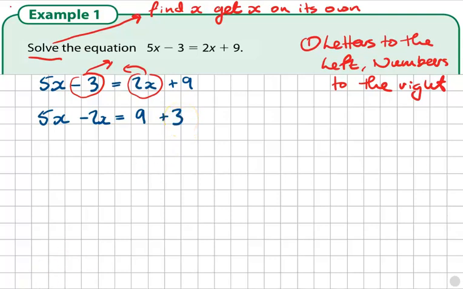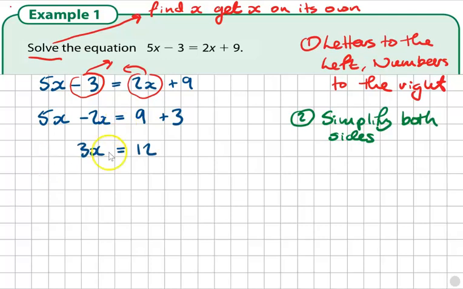So step 2, we simplify both sides. So 5x minus 2x gives us 3x, and 9 plus 3 is 12. So we want to solve for x. We want to get x on its own. So at the moment, there's a 3 stuck onto the x. Two things stuck together in maths mean multiply, and the opposite of multiply is divide. So we're going to divide both sides by 3. We divide both sides by the number stuck onto the letter.